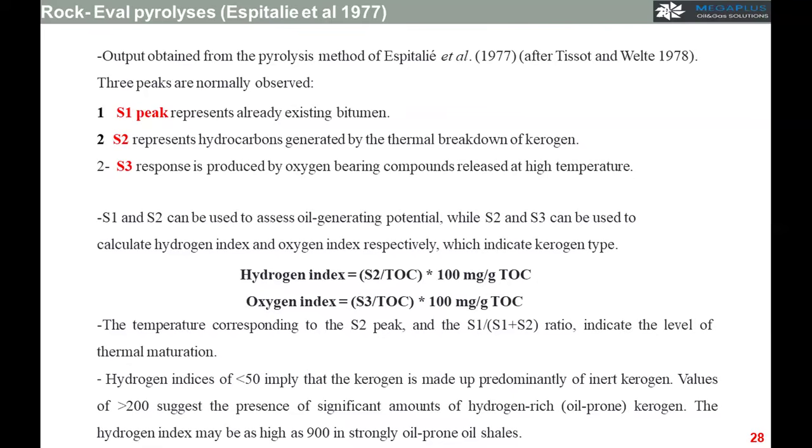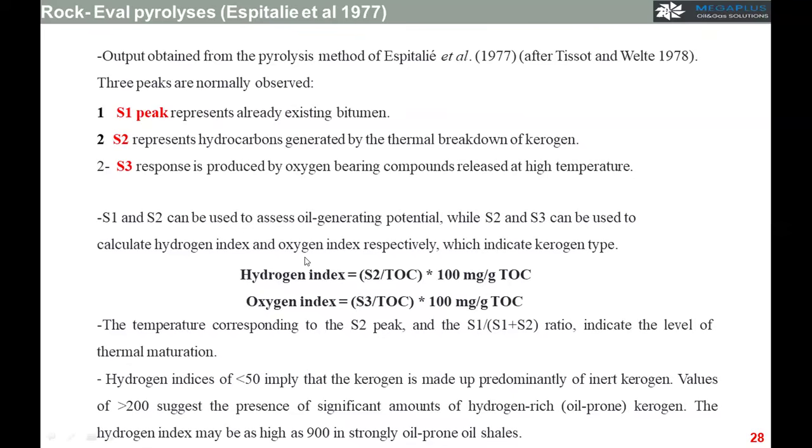We have three peaks normally observed: S1 peak, S2, S3. S1 here represents already existing bitumen. S2 represents hydrocarbon generation of the kerogen. S3 represents CO2 produced by the oxygen-bearing component at high temperature. By each one of them together, you can know the hydrogen index. Hydrogen index is always S2 divided by TOC, multiplied by 100, milligram per gram TOC. Oxygen index is S3 divided by TOC, times 100, milligram per gram TOC.